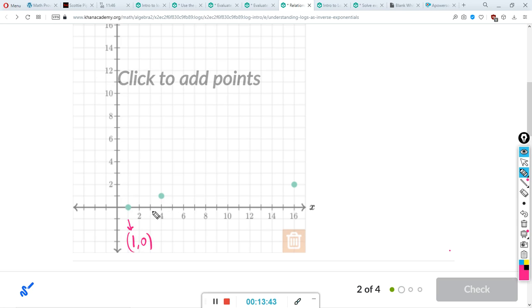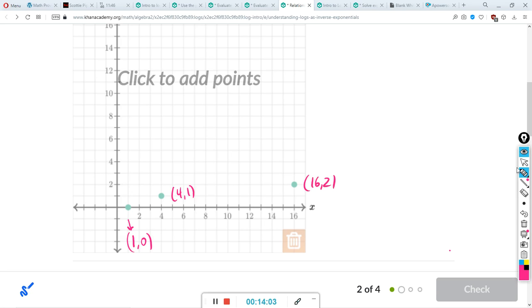And how about this point here? It's 4 on the x and 1 on the y. So this is just 4, 1. And how about this one here? It's 16 on the x and 2 on the y. So that's 16, 2.